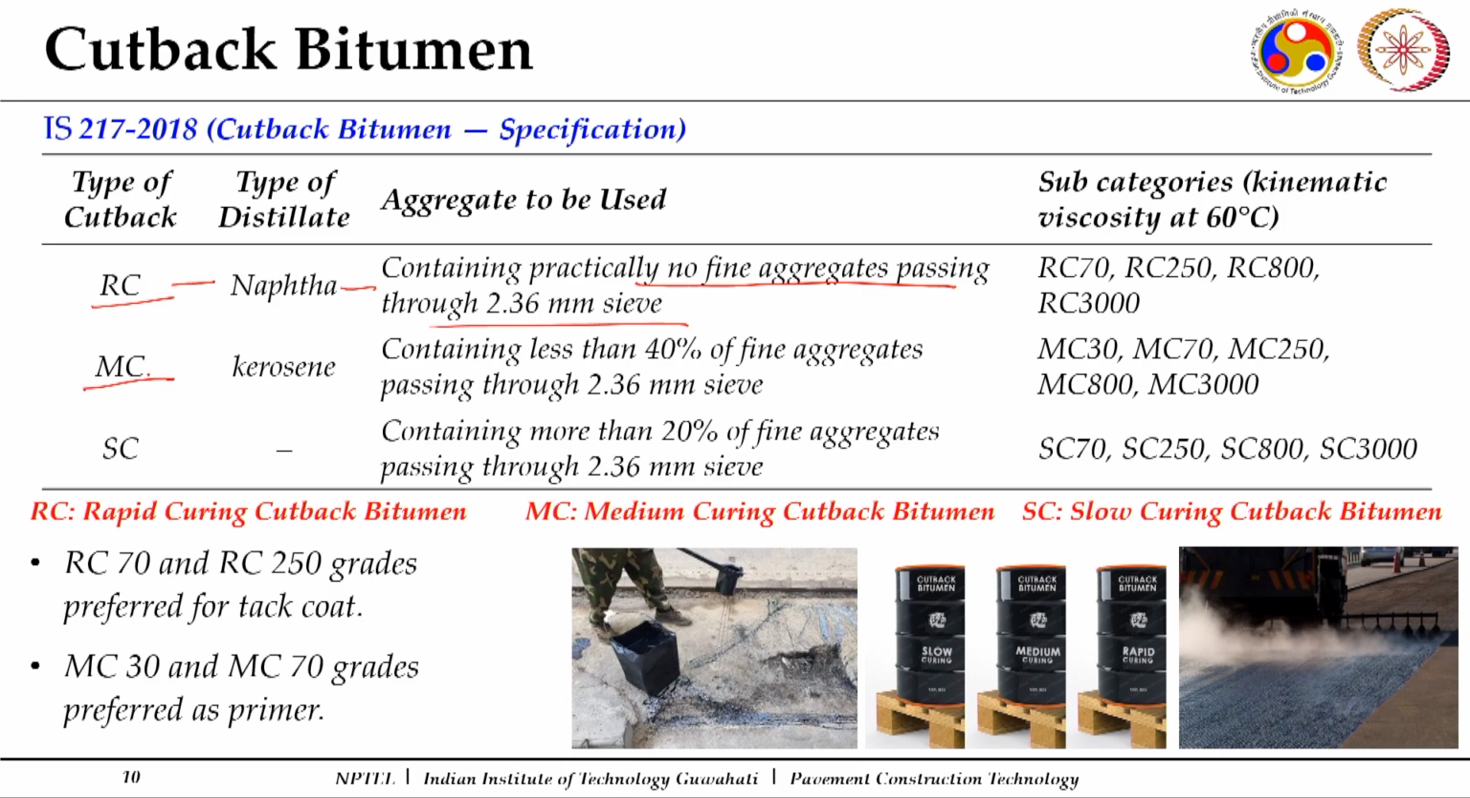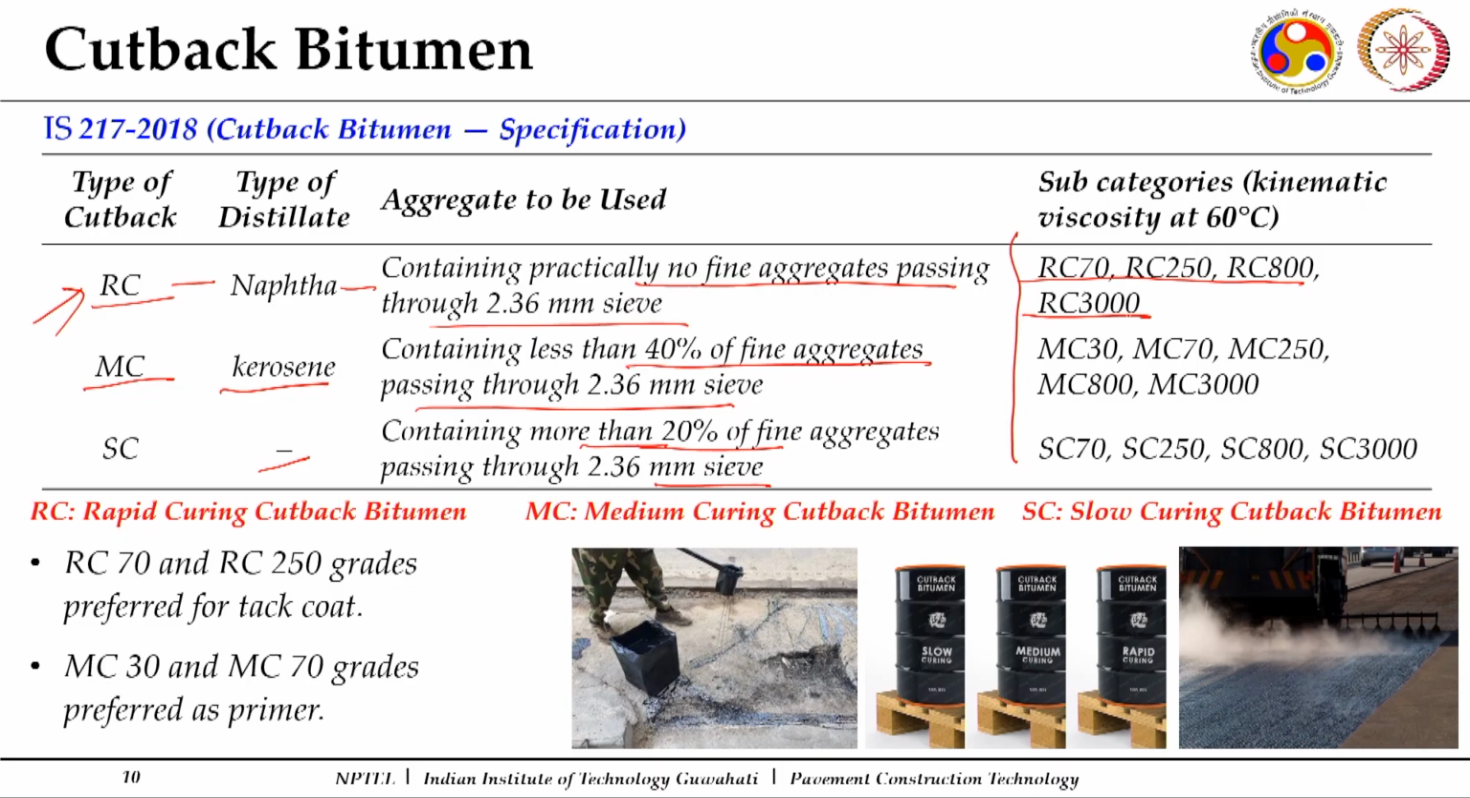And then there is another grade, medium curing cutback, where you are using some diluents like kerosene, and especially here it says that 40% of fine aggregates can be used. And again, some heavy oils are used to prepare the slow curing cutbacks, and here it says that up to 20% of fine aggregates can be used. In addition to this, there are different grades within each rapid curing cutback also. There is RC 70, RC 250, RC 800, RC 3000.